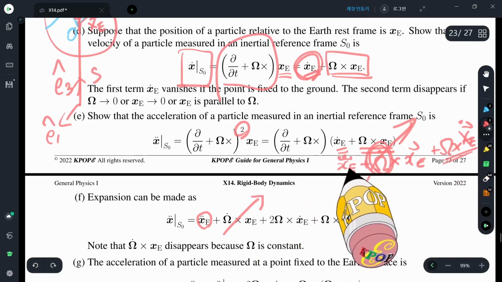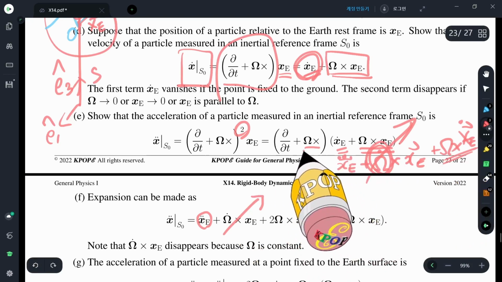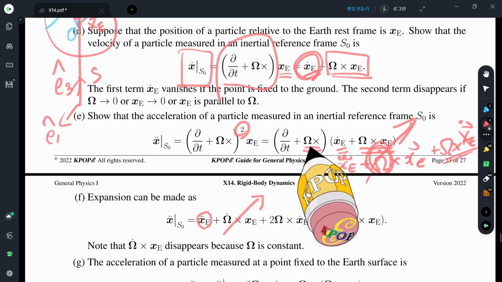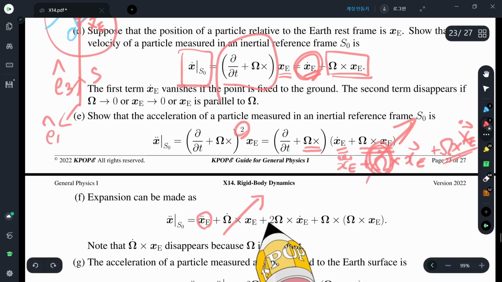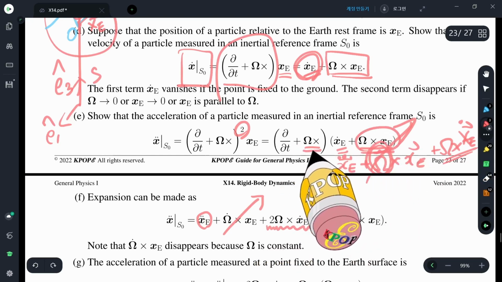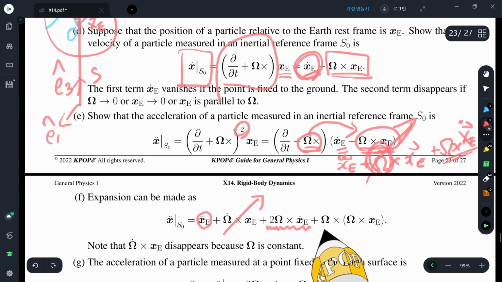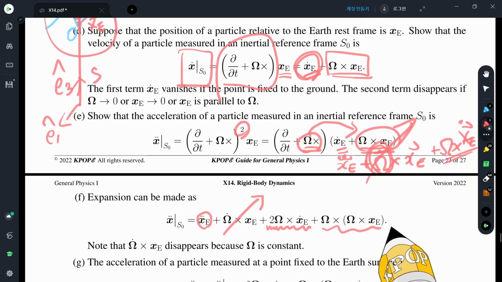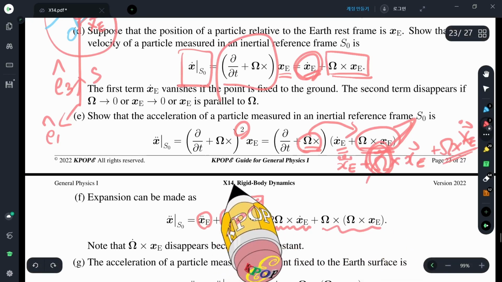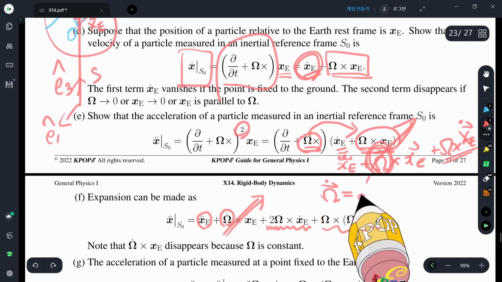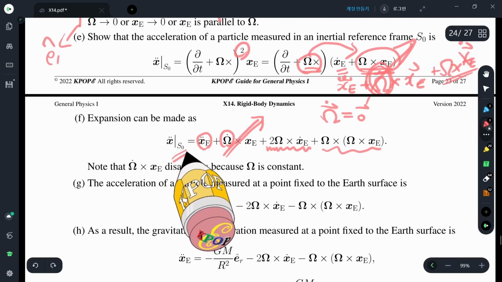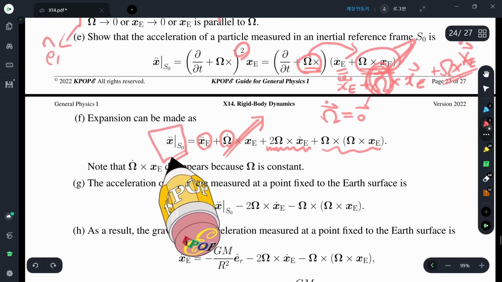So we have the contribution xe double dot, this one disappears, and omega cross this. However, we also need to apply the operation of omega cross, which gives omega cross xe dot. One more time, a factor of 2 appears because of that. And omega cross can be applied to this one, so omega cross omega cross xe appears. Among the 4 contributions, this one disappears because omega dot is 0. This is the acceleration measured in an inertial reference frame.